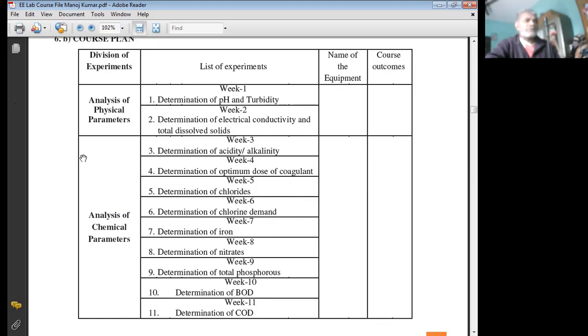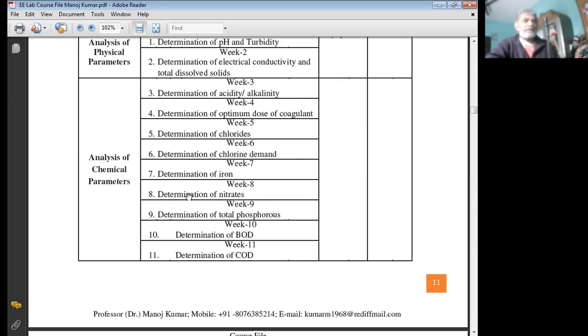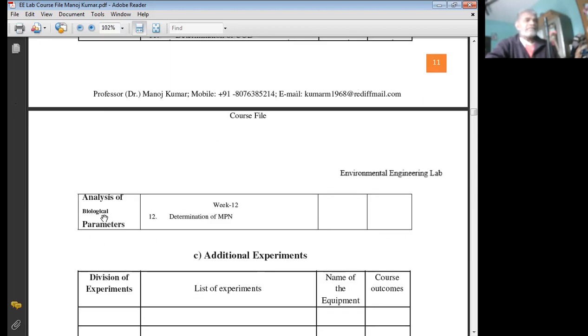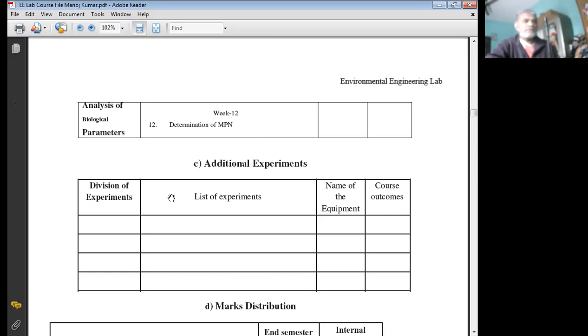This is the analysis of the chemical parameter. Determination of the iron, determination of the nitrates, determination of the total phosphorus, determination of the BOD, determination of the COD, and analysis of the biological parameter, determination of the MPN.